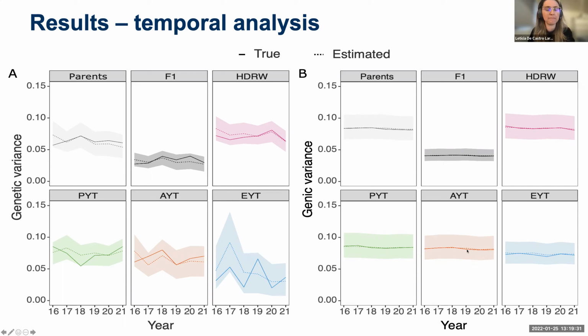Furthermore, the variability of genetic variance over time increased in the late breeding stages as the number of individuals decreased. So remember, we started in the parents with 70 inbred lines, and by the end we finalized with just 10 elite lines here in the elite white trial. So fewer individuals, more variation in the genetic variance.